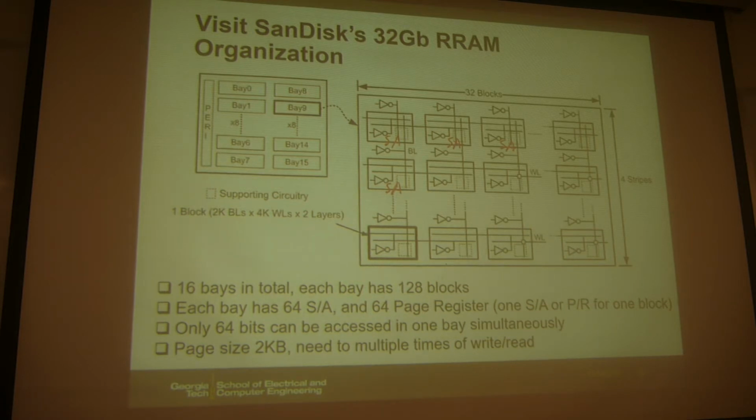But when you read the bits, you are probably going to read 64 bits from one block. That means you have to borrow SenseAmps from other blocks. I think that's the reason why the speed is slow, because you have to borrow the SenseAmps from other blocks, which means long wires in between.